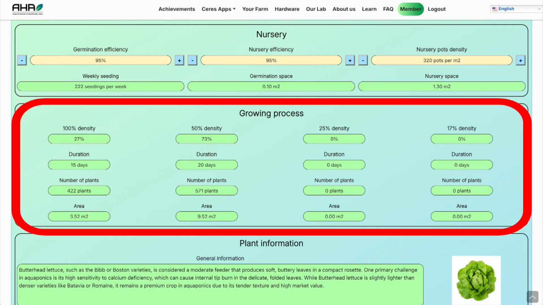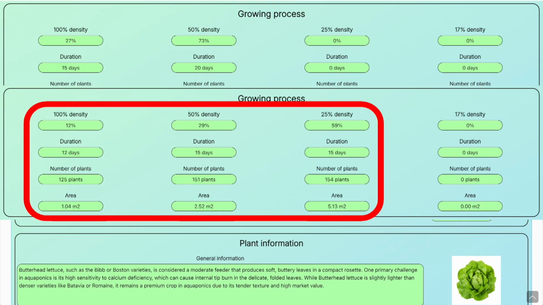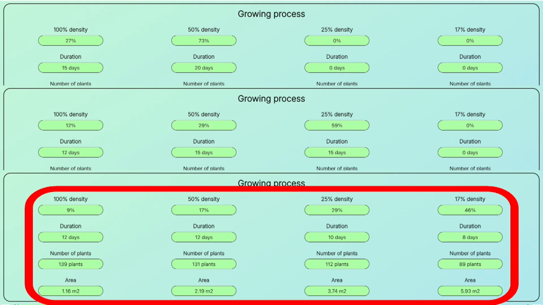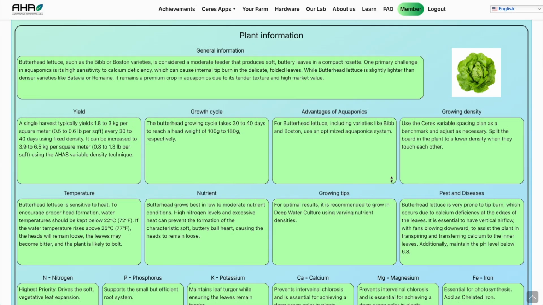Compared with a single density growth process, a variable density growth process increases yield by up to 55%, while requiring very little manpower to adjust densities. Ceres provides an optimized growing plan for each vegetable, based on AHAS's 10 years of experience and experiments in labs and farms. Ceres Production also provides us with detailed information on each plant. Let's enter the remaining small vegetables we plan to grow.